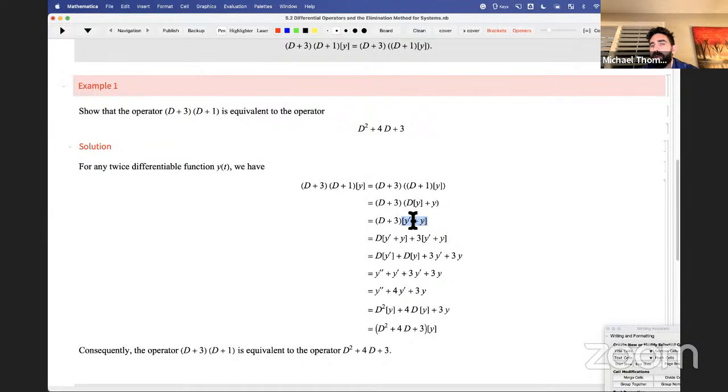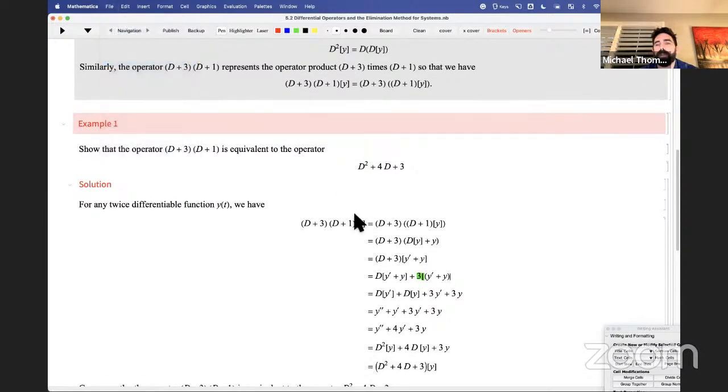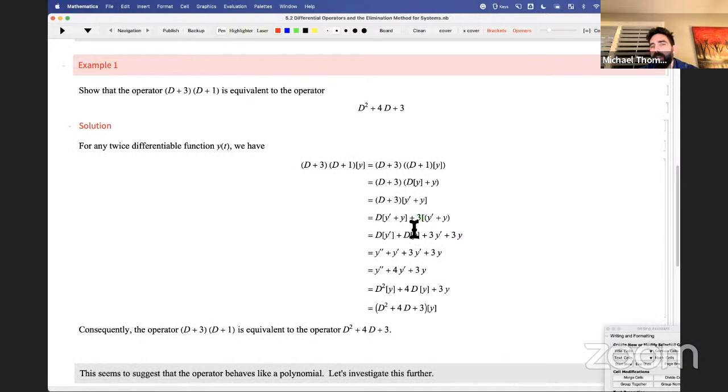So I'm going to pull this into the d. I'm going to pull it into the 3, like so. Is that okay? All right. And then let's see what's next.